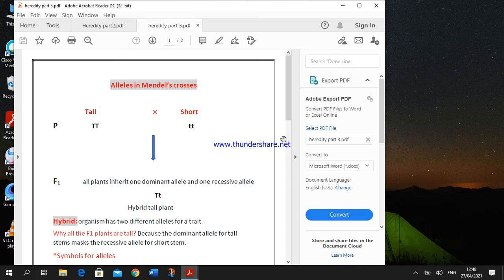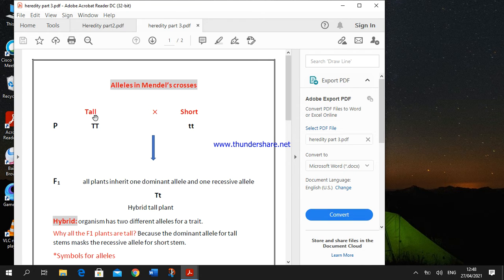Some alleles are known as dominant alleles, while other alleles are recessive. What is the difference between a dominant allele and a recessive allele? A dominant allele is one whose trait always shows up in the organism when the allele is present, while a recessive allele, on the other hand, is hidden whenever the dominant allele is present. Look at the diagram in front of you.